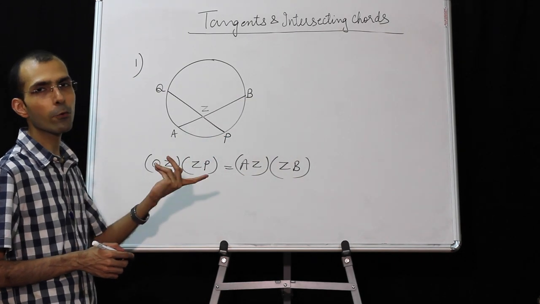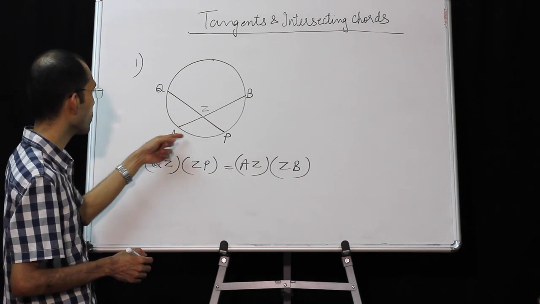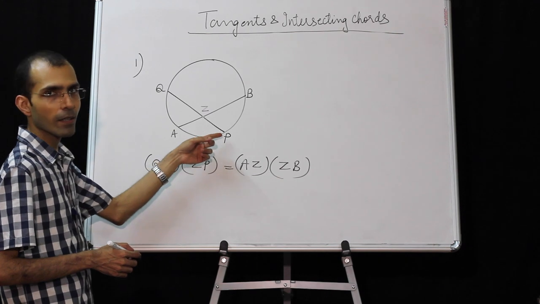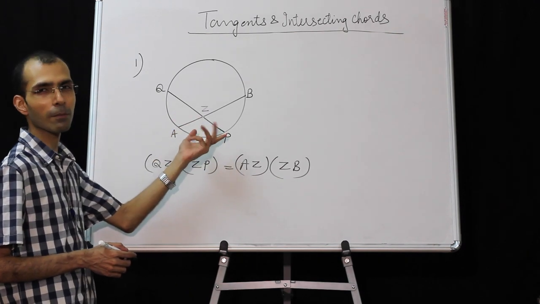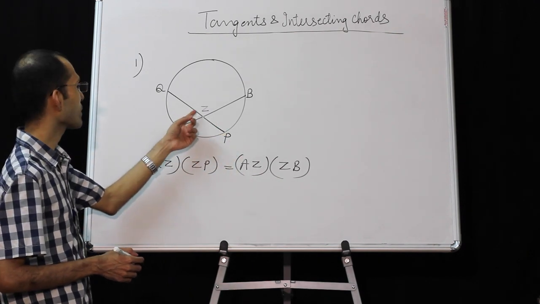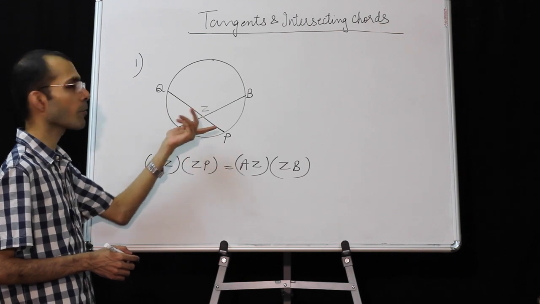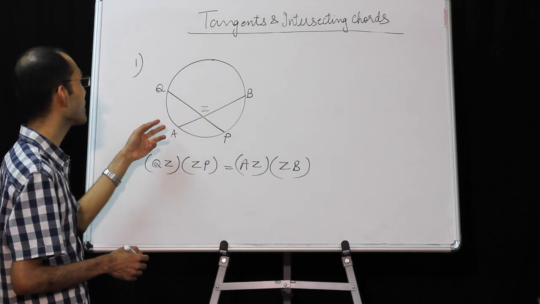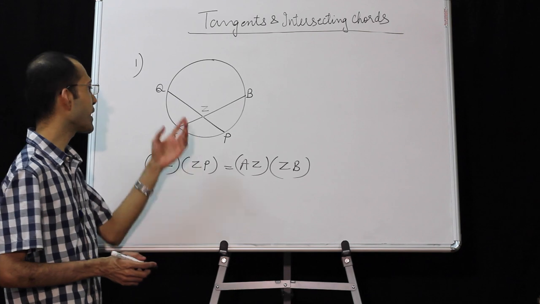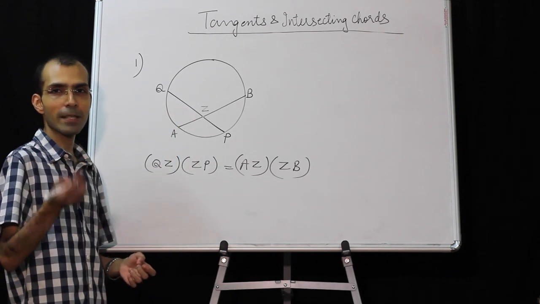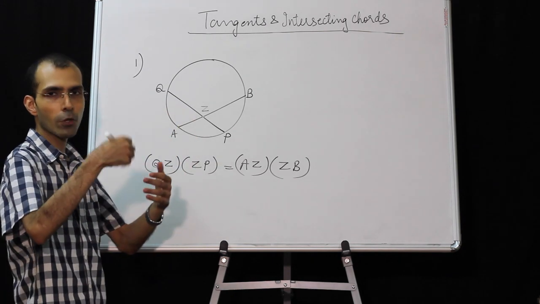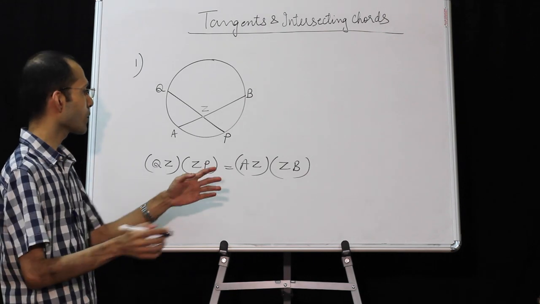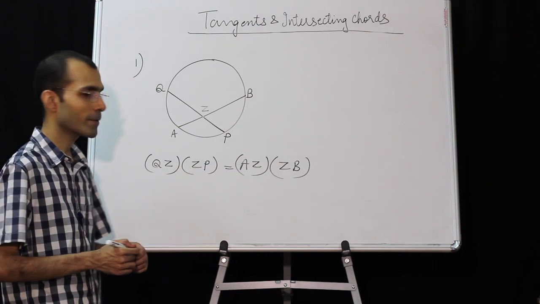This can be easily proved by similarity. If you join QA and BP, you prove the two triangles similar by AA test. Vertically opposite angles are equal and angles in the same arc. That will give you these two triangles similar. Take the ratio of all the corresponding sides, cross multiply, and you will get this.